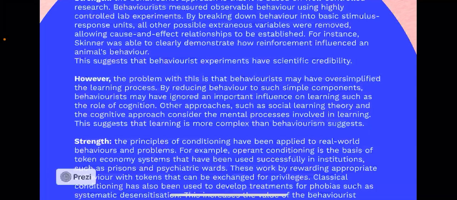So if we look at that strength, that it's scientific, we can counteract it with the point that it's actually a little bit too reductionist, a little bit too simple, and then we can use a different approach to counteract that. If we use social learning theory there, that's good because that cuts down what we're revising, because we're using social learning theory to evaluate the behaviourist approach. And we need to learn social learning theory anyway.